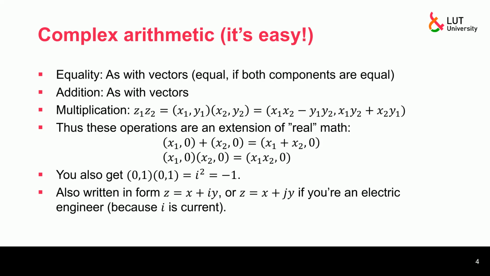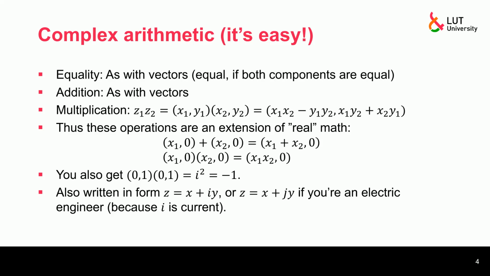Equality, so just like vector math, you have your x and y's, and if both components are equal, then two complex numbers are equal. Addition, as with vectors, so add up both components. Subtraction, as with vectors. Multiplication, we do have a multiplication formula. If we consider z1 and z2, two complex numbers, usually we call them z's, and their components are x1 and y1, x2 and y2. So then we have this formula: x1 times x2 minus y1 times y2.